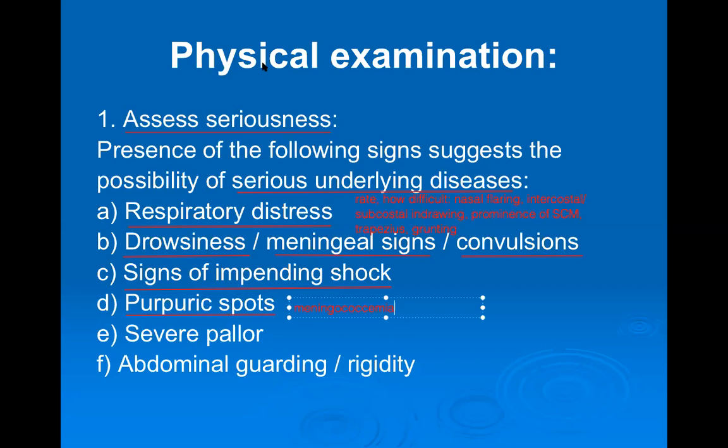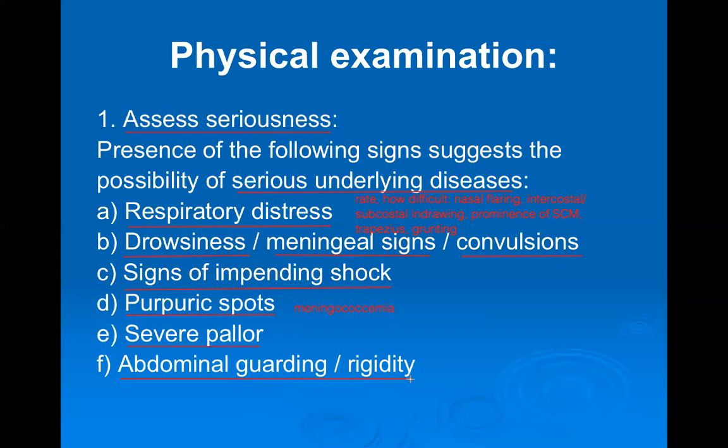Severe pallor is another important finding we must note. If a child is having severe pallor, then we take it very seriously. Severe anemia. And then abdominal guarding and rigidity. This is a feature of peritonitis. In peritonitis, the anterior abdominal wall is very rigid. Now there is a small difference between guarding and rigidity.